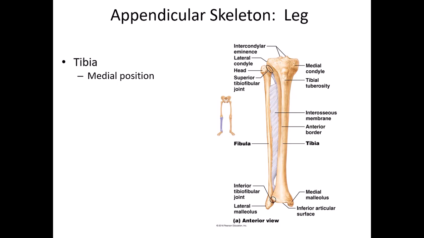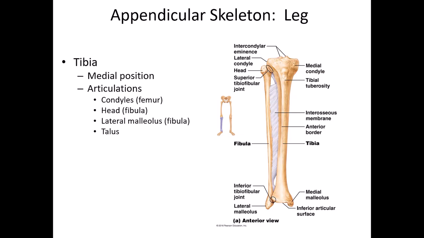Tibia is in the medial position. It has 2 big condyles at the proximal end for the condyles of the distal femur. That makes your knee joint. It also has a tibial tuberosity on the anterior side of the proximal end. That's going to be for the insertion of your quadriceps tendon or the patellar ligament that connects from the quadriceps tendon. And then distally, it has a medial malleolus. That's your inside ankle bump that's going to help to support the ankle joint. And then it also has facets for the fibula, both proximally and distally.